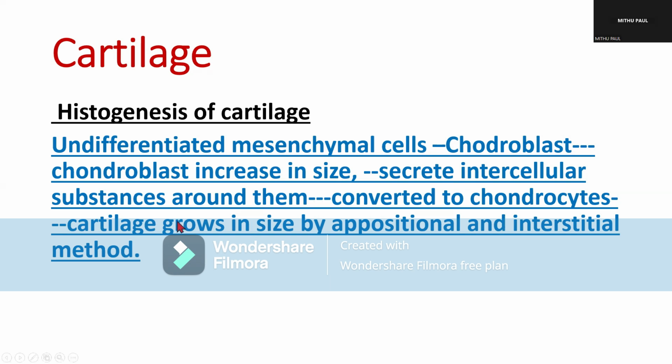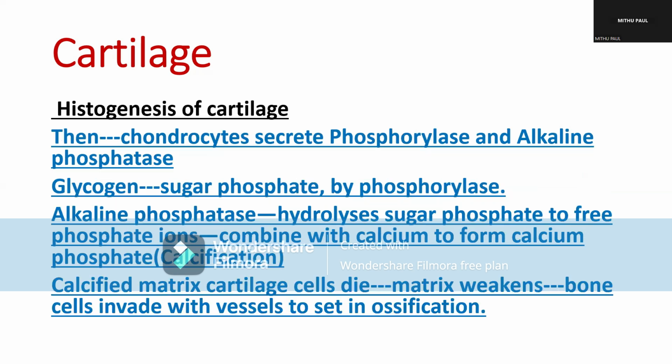Now, the cartilage grows by the process known as appositional and interstitial method. These two terms we will again get in growth of bones also. Now, what do these two terms mean? But beforehand, you get the process of intercellular matrix of the cartilage formation. That is, the chondrocytes secrete two enzymes. One is phosphorylase and one is alkaline phosphatase.